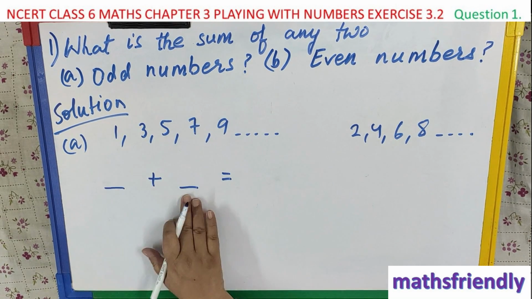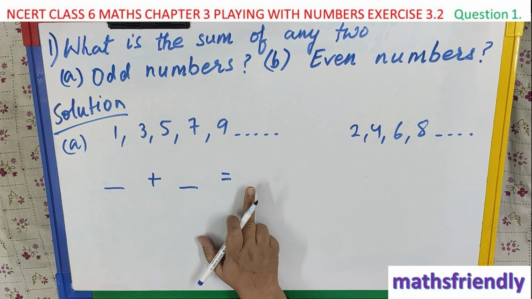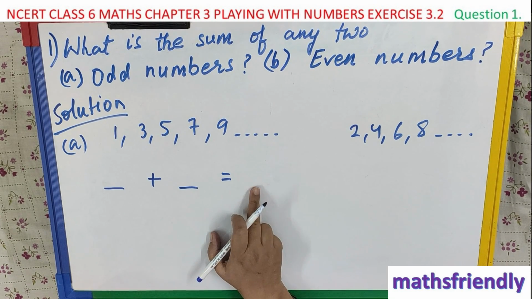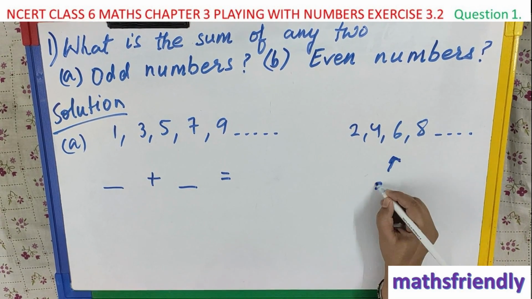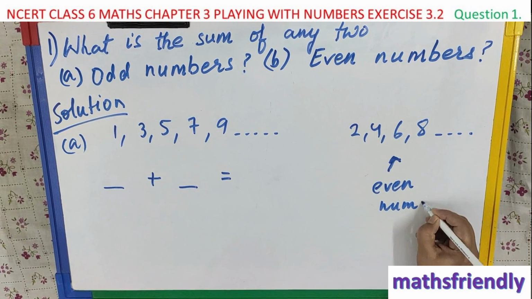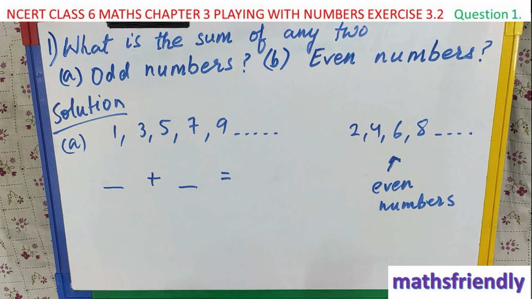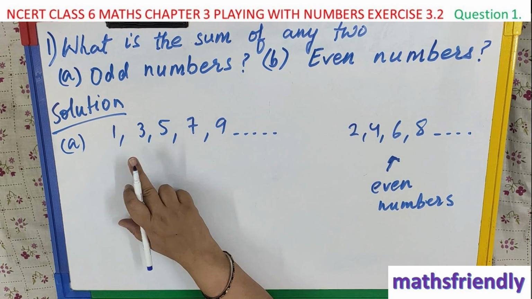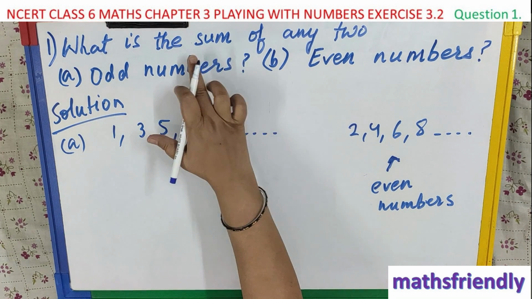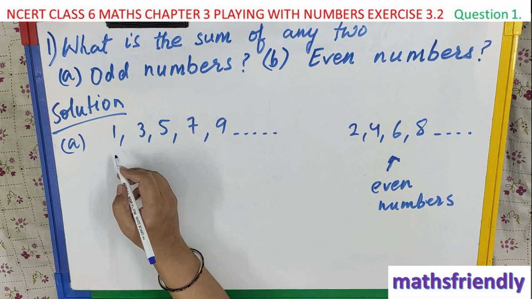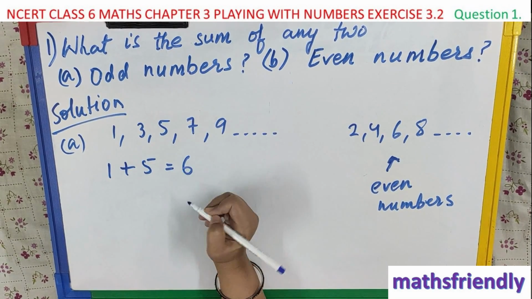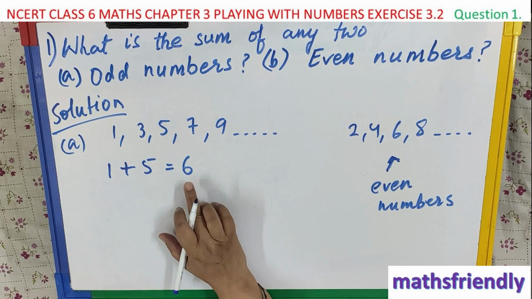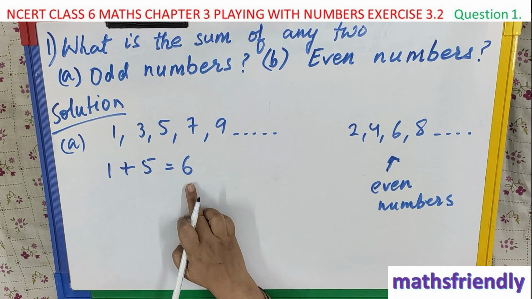So if we find the sum of two odd numbers, we will see whether the result is an odd number or an even number. These numbers are even numbers, and these are odd numbers. Now let us take any two odd numbers and find their sum. Let us take 1 and 5, because these two are odd numbers. If we add them, we get 6. Is this an odd number? No, it is an even number. It means when we add two odd numbers, the result is an even number.